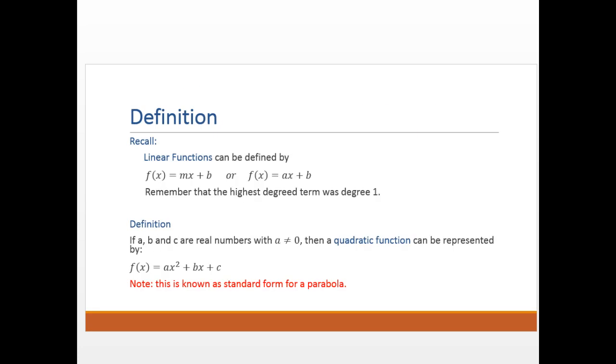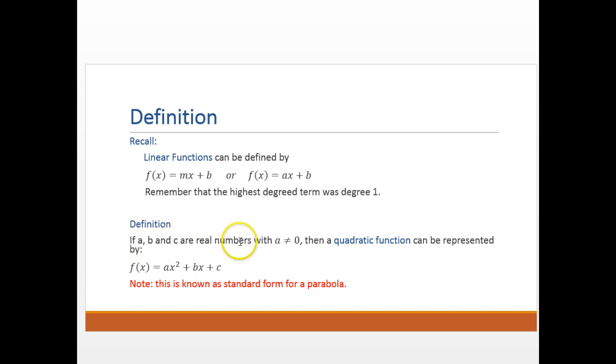Well, if we recall back to linear functions, linear functions can be defined by either f of x equals mx plus b or f of x equals ax plus b. Remember that the highest degree term was degree 1. This was x to the first power and x to the first power here. Well, by definition, a quadratic looks something like this.